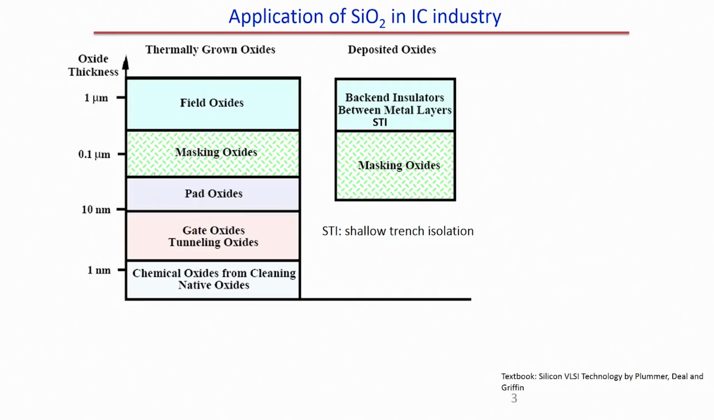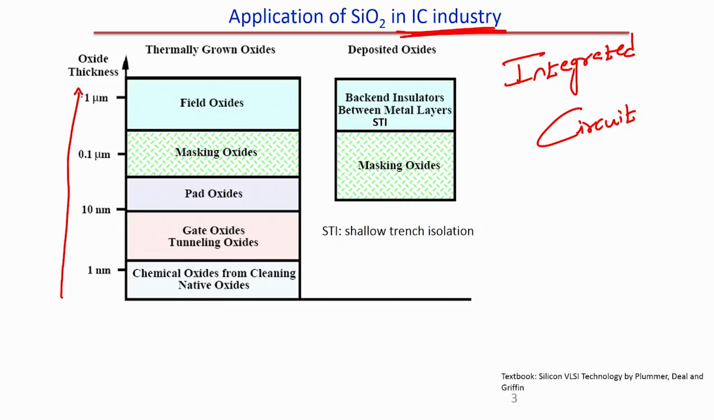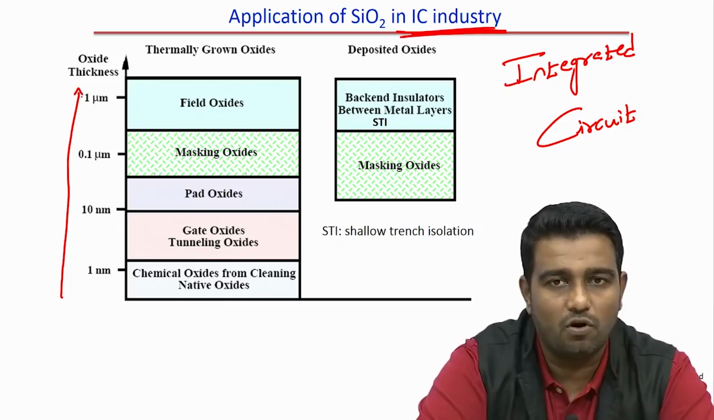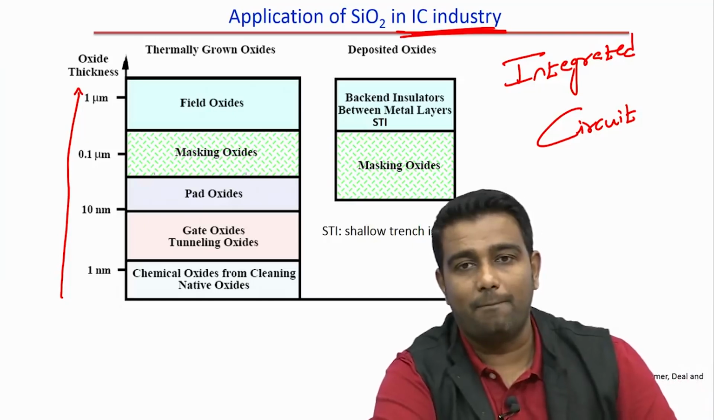The first thing that we see is that in the IC industry, what is the IC industry? The integrated circuit industry. In the integrated circuit industry, what we find is that depending on the thickness of the oxide, you have different applications.